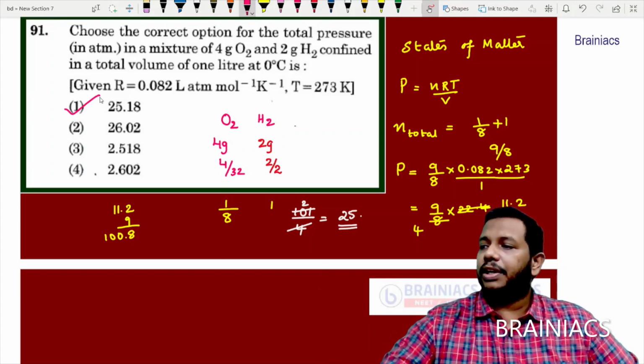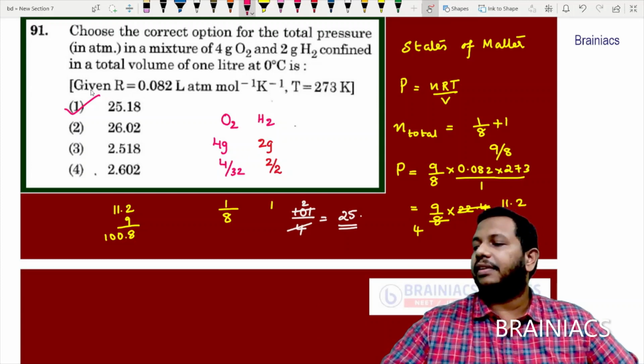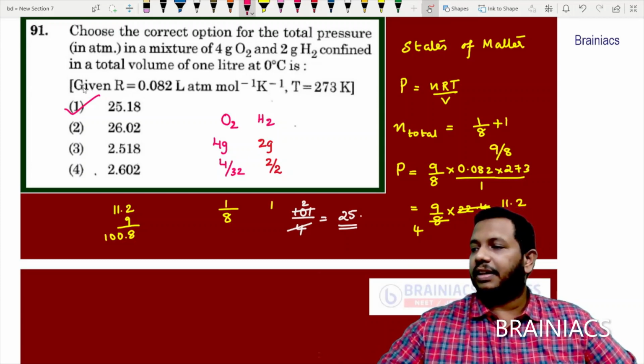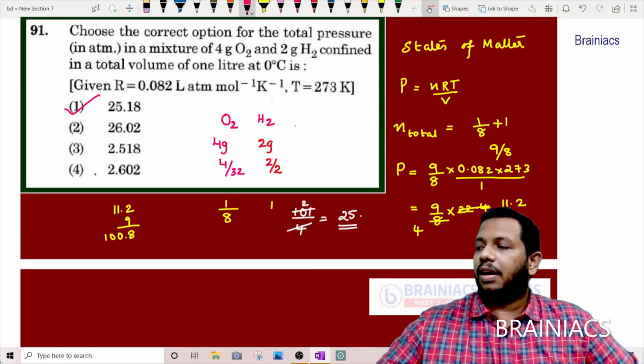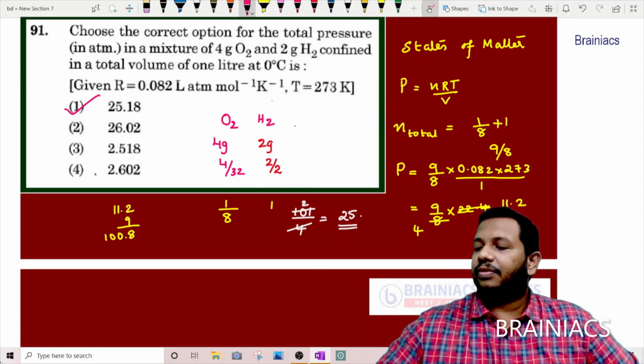So we have now reached up to question number 91, and I hope all of you are doing very well until now. Up to this one, I hope all of you have made it correct. So I'm happy that all students of Brainiacs classes have done extremely well for this particular exam, and we are expecting all marks above 600. And I'm giving advanced congrats for all of you.